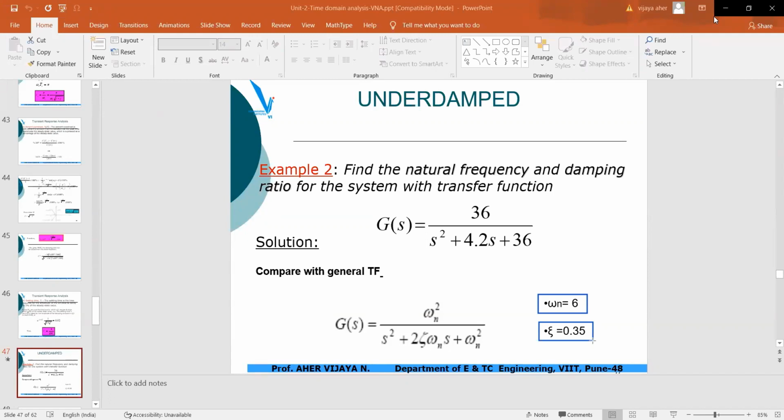Are you with me, students? So such an example may be asked in examination for 2 marks. Now, all are here? Have you got the same value? Zeta is equal to 0.35. You have to write your final answer in square bracket. Then omega n is equal to 6.